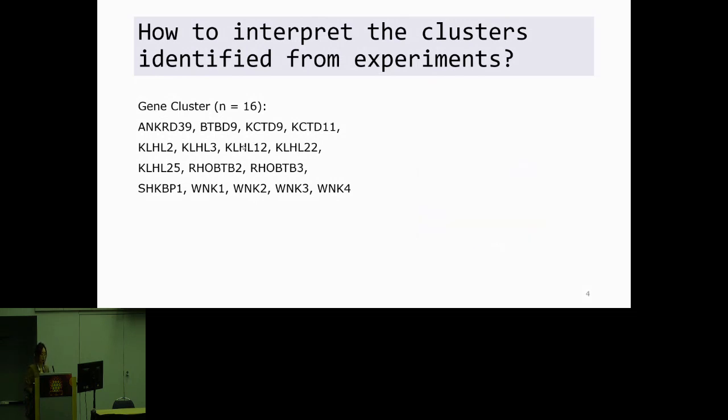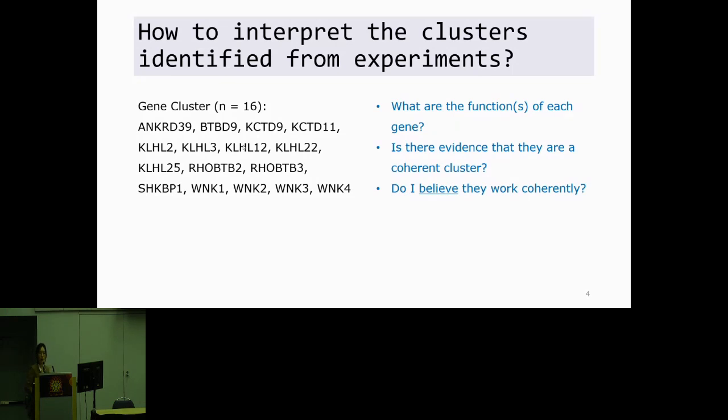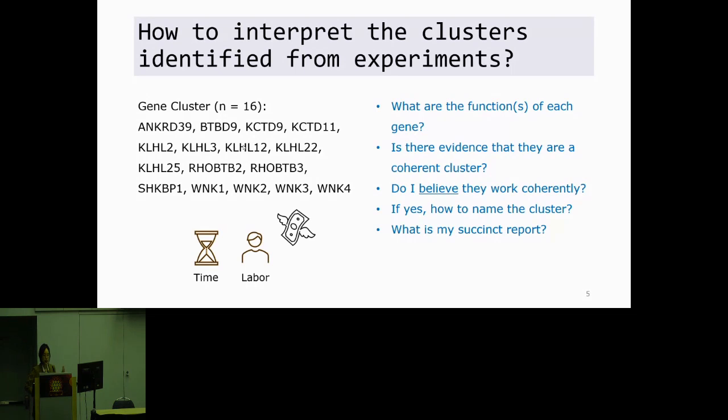When I say interpretation, more specifically, I want to ask questions like, what are the function or functions of each gene? Is there any evidence that they work coherently or belong to a coherent cluster? Do I really believe that they work similarly? If yes, then how do I name this cluster? What is the best description of this gene cluster? And can I provide a succinct report to summarize all the approaches I did? To check all those boxes, you need to spend a lot of time, even a lot of labor, especially if we want to scale up to a bunch of gene sets, or if the gene set is really big.